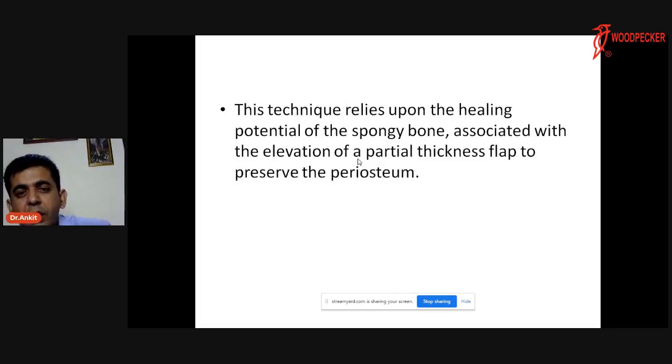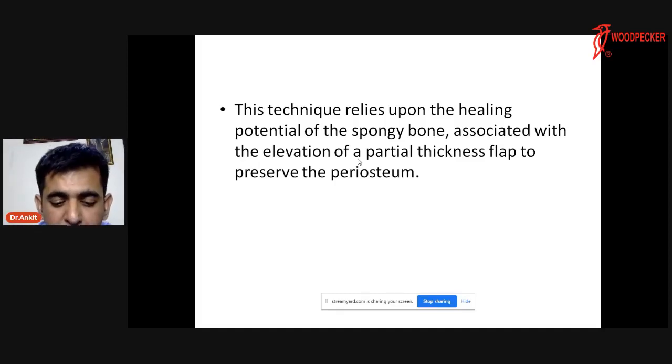So this technique, the ridge split, relies upon the healing potential of the spongy bone. Basically, ridge split is more favorable in the maxilla because of the sponginess of the maxillary bone, and at the same time, it allows the cortication of the maxilla, and it allows the bone to be pliable, right? And it helps to preserve the periosteum.